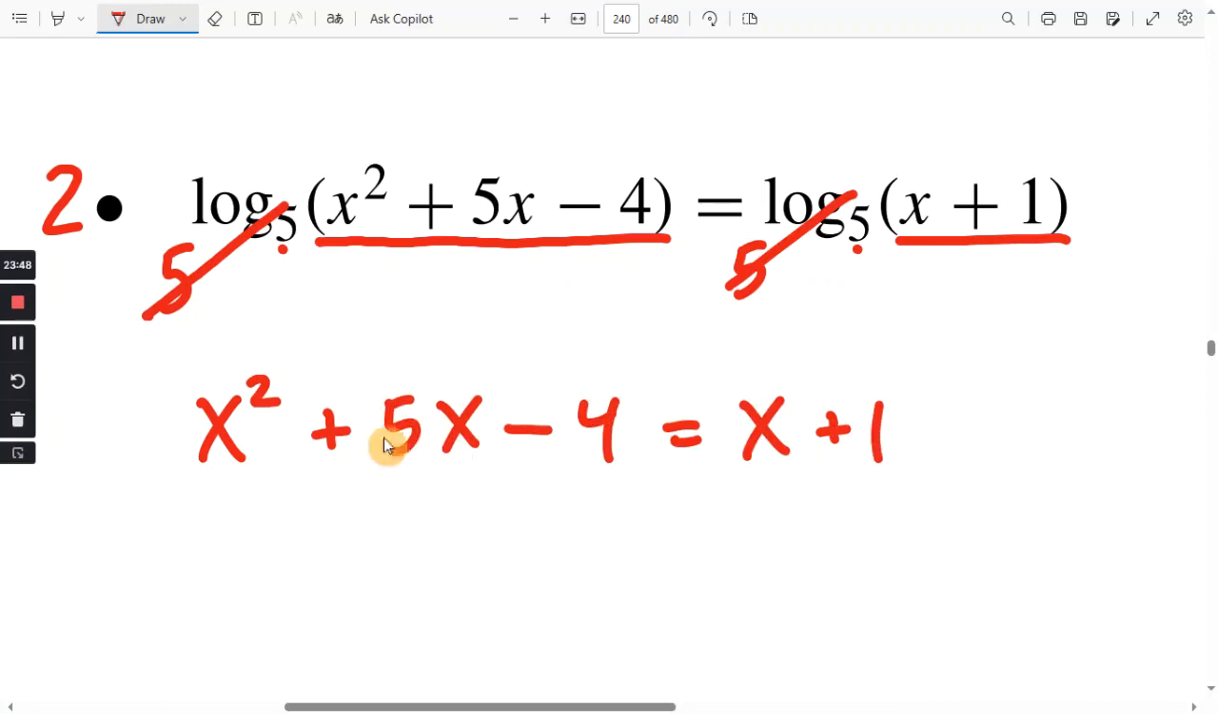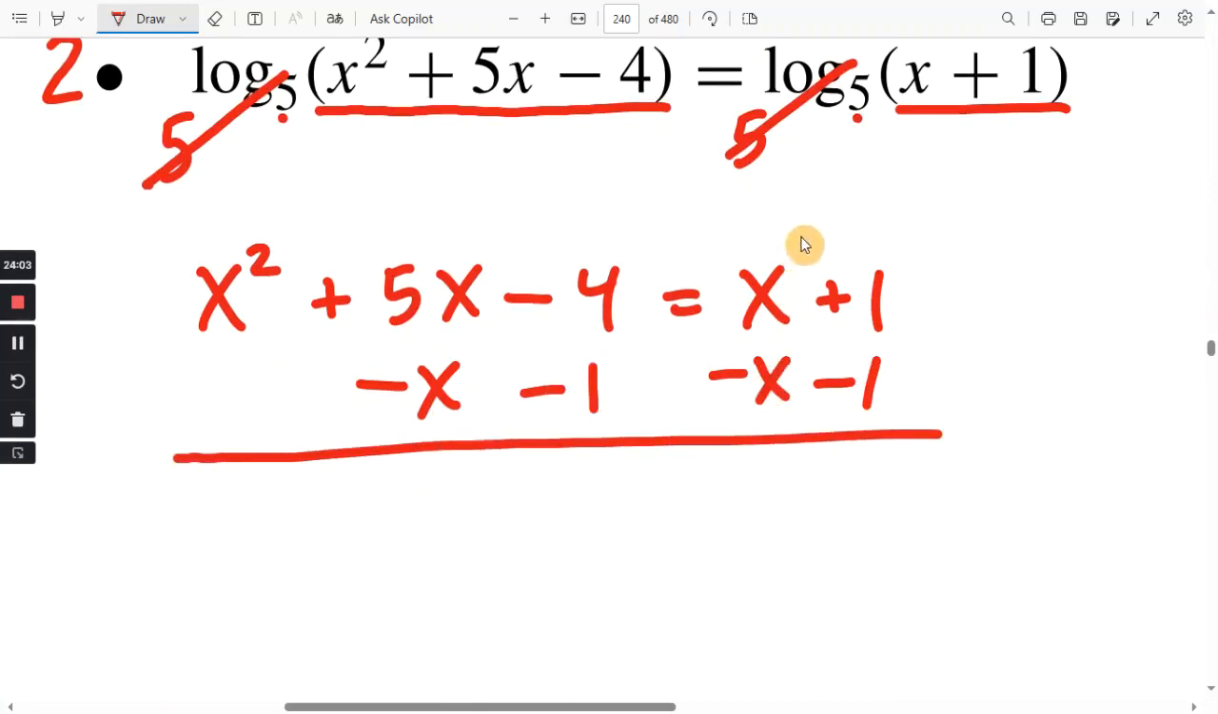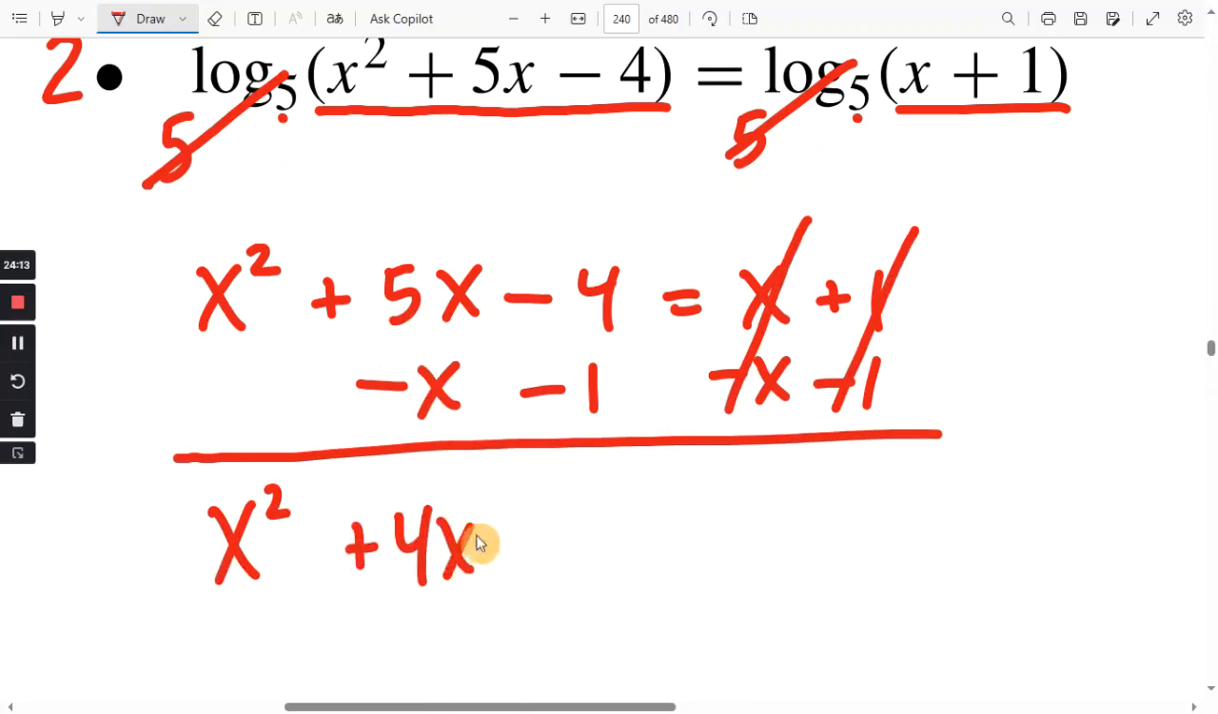All right, we have a quadratic, so we need to set it equal to 0. This is positive x. I am going to do negative x. This is positive 1. I'm going to do negative 1. x minus x is gone. 1 minus 1 is gone. Bring down x squared. 5x minus 1x is 4x. Negative 4 minus 1 is negative 5. And that equals 0.